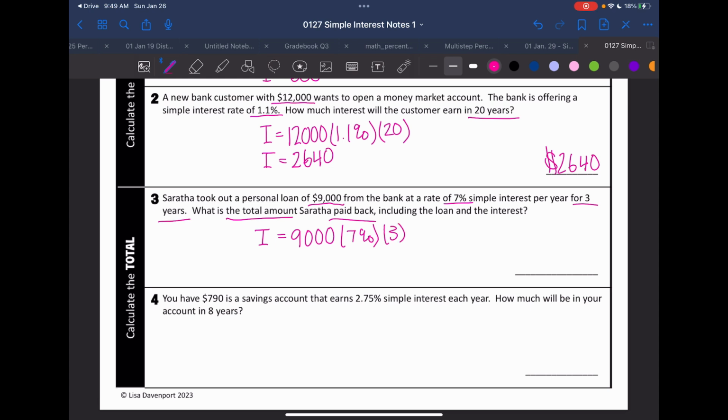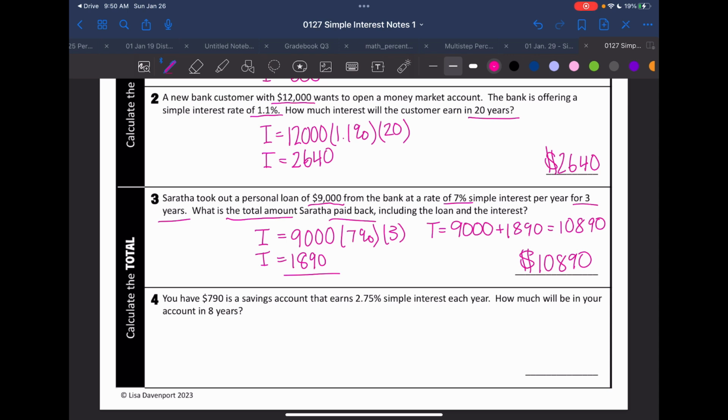So when I multiply those 3 things together, I get 1,890. Now this is the interest. So to get my total, I have to take my original amount. So total equals 9,000 plus the amount that I would have to pay in interest, which is 1,890. And when I add those together, I get 10,890. So the total amount, 10,890.